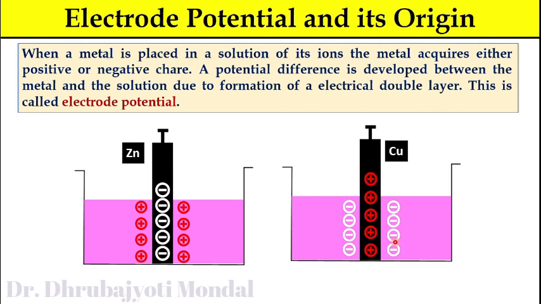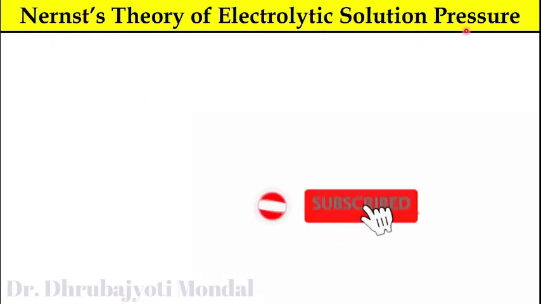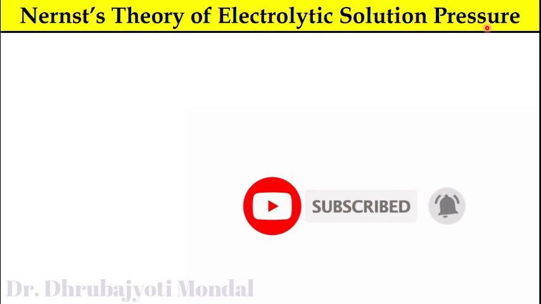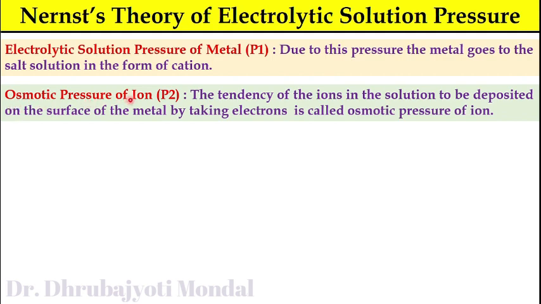Now we have to explain it. What is the origin of the electrode potential? That can be answered by the Nernst theory of electrolytic solution pressure. So what is this theory? In this theory, there are two types of pressure. One is the electrolytic solution pressure of the metal, given by P1, and another is the osmotic pressure of the ion, given by P2.